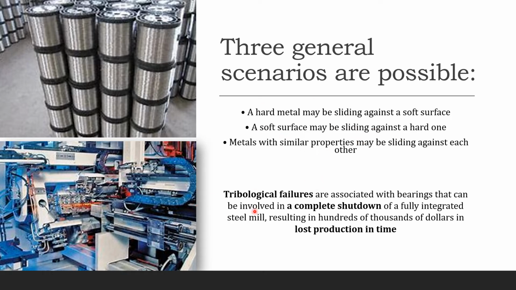Okay, so tribological failures are associated with bearings that can be involved in a complete shutdown of a fully integrated system, for example a steel mill, resulting in hundreds of thousands of dollars in lost production time. Therefore, we don't want tribological failure at all in our system, because it's going to cost you time and money.